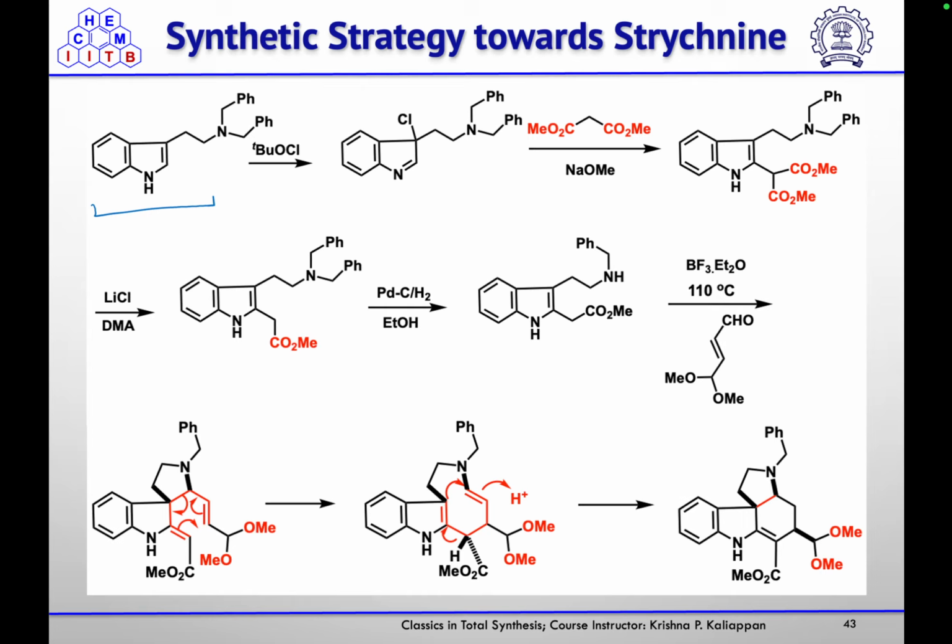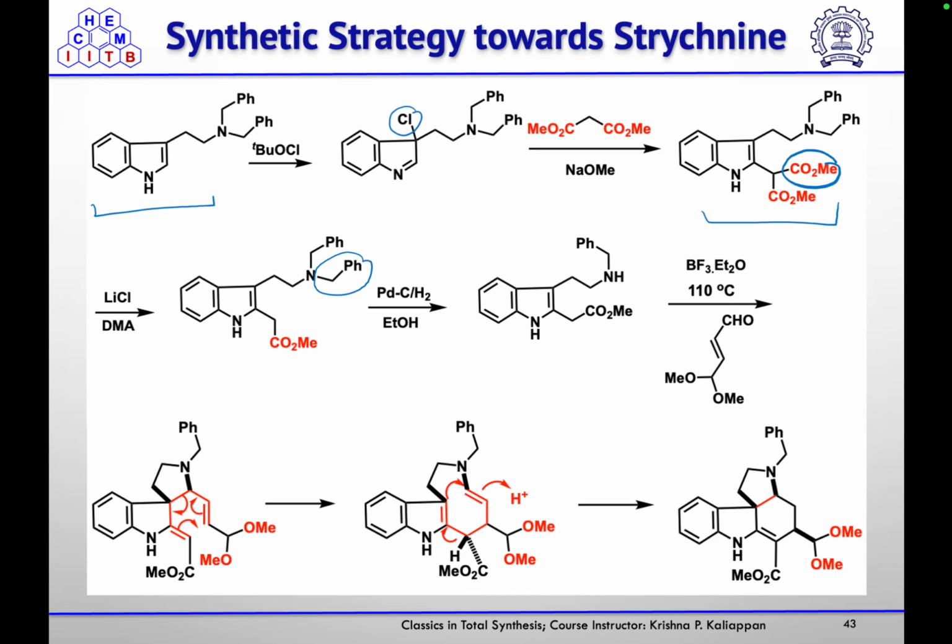So he started with this indole starting material, which on treatment with tert-butyl hypochlorite, the electrophilic source of chlorine, will undergo chlorination at this third position. This, on treatment with sodium methoxide and this active methylene species, will introduce the active methylene species at the second position, and the loss of the chlorine atom will take place. Then using LiCl and DMA, they decarboxylate one of the ester groups, and then using palladium on carbon and hydrogen, they selectively debenzylated one of the benzyl groups.